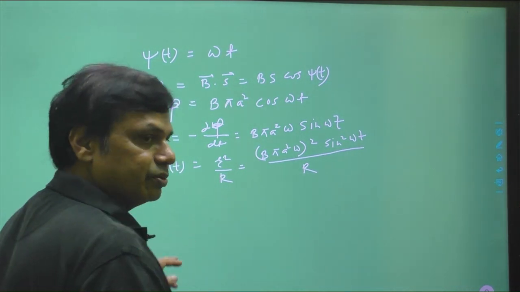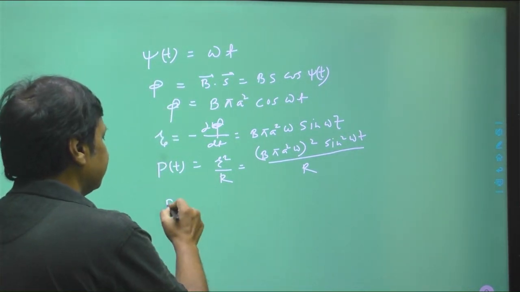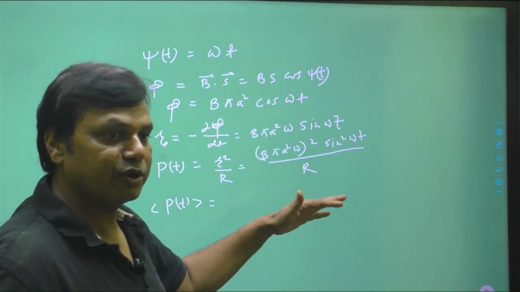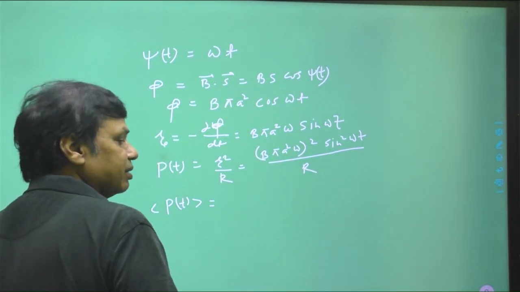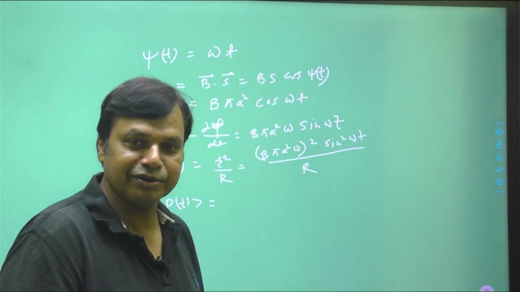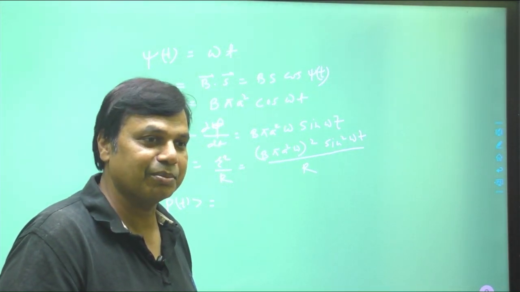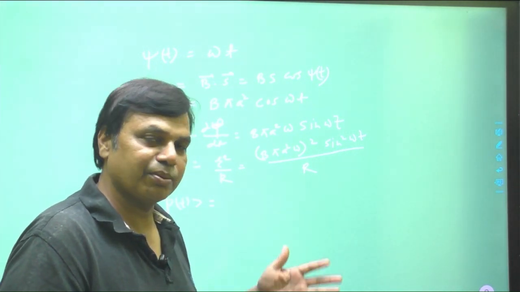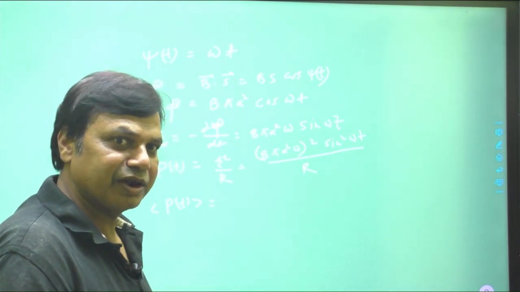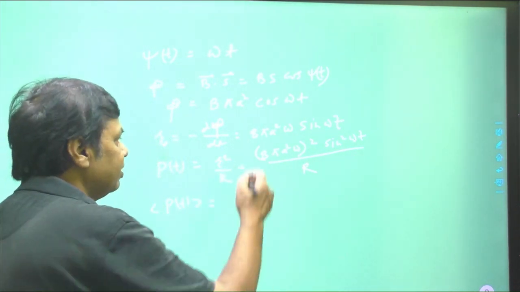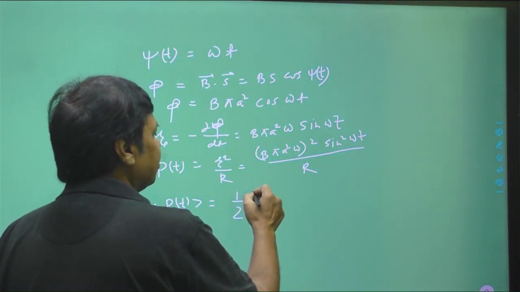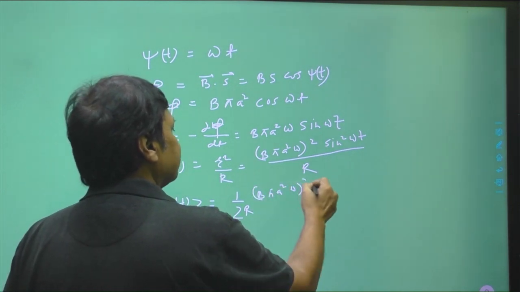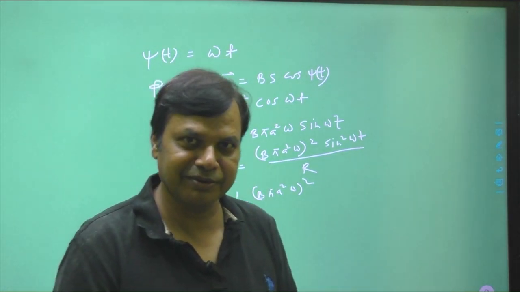And so to find the average value of this, you simply need to find the average value of sine square theta. Sine square theta plus cos square theta is equal to 1, and sine square theta and cos square theta both have the same average value in one time period. That means twice the average value of sine square theta is equal to 1, so the average value of sine square theta is half. So the answer is 1 by 2 times (B pi A square omega) whole square divided by R. This is the answer. Thank you very much for watching, or not watching actually.